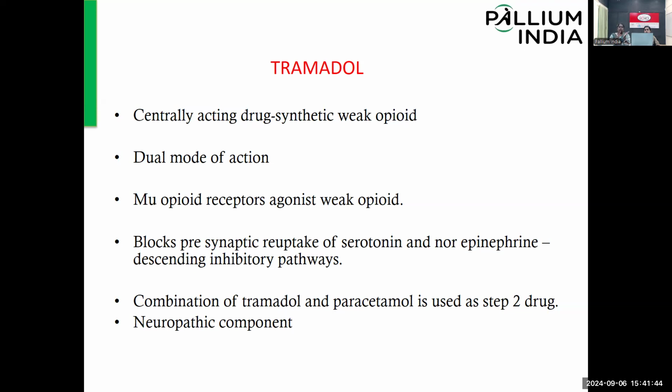This combination of tramadol and paracetamol can be used as a step 2 drug. The main advantage of tramadol is that it has some neuropathic component, so it can be used for neuropathic pain also. Keep in mind that it gives useful neuropathic pain relief too. The mechanism of action is also very important: a dual mode of action on the mu opioid receptors, and it also blocks the presynaptic reuptake of norepinephrine and serotonin.